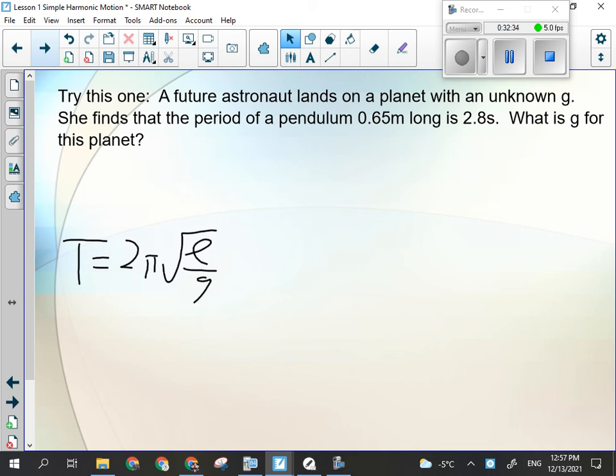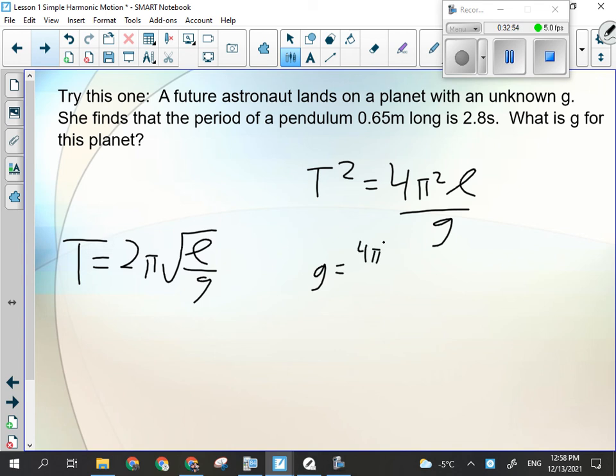Okay, let's have a look at this. So if I want to calculate what G is on this planet, I obviously have to first manipulate this formula to solve for G. So that's going to be first square everything, and then basically cross multiply G and T squared. So G will equal 4 pi squared times L over T squared. So that'll be 4 pi squared times 0.65 divided by 2.8 squared.